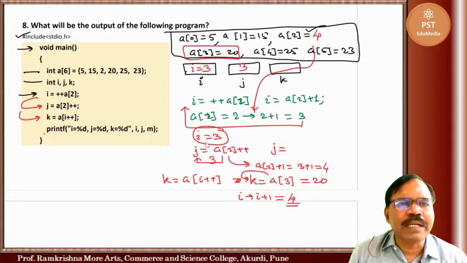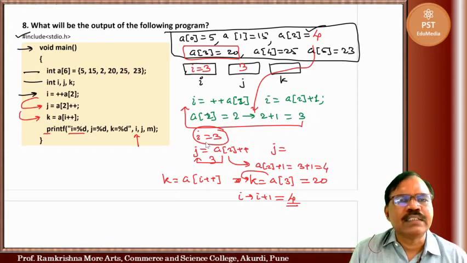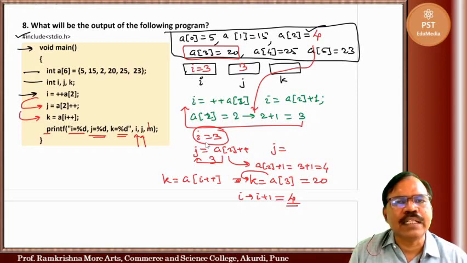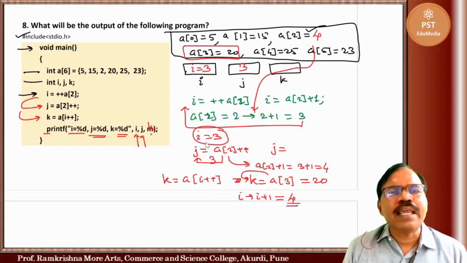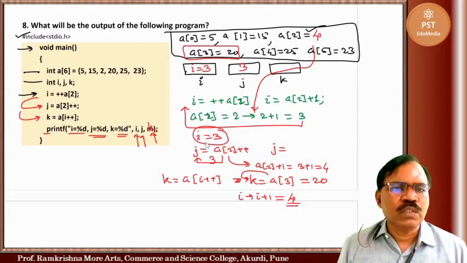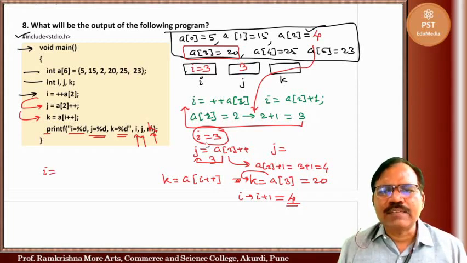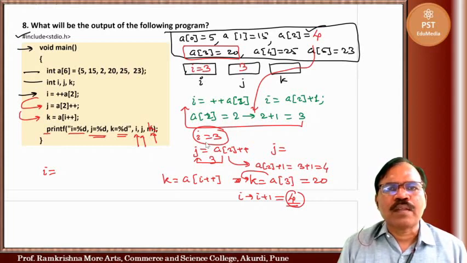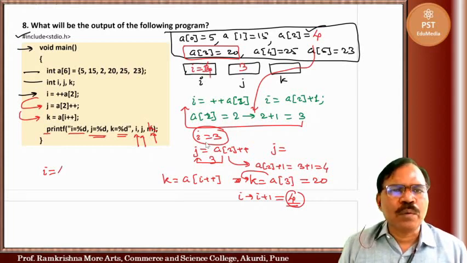Here printf in double quotes: I is equal to %d, I is printed. J is equal to %d, J is printed. K is equal to %d, here we require K printed. So what is the output? I is equal to how much now? The last value of I is 4. So 4 will be printed.